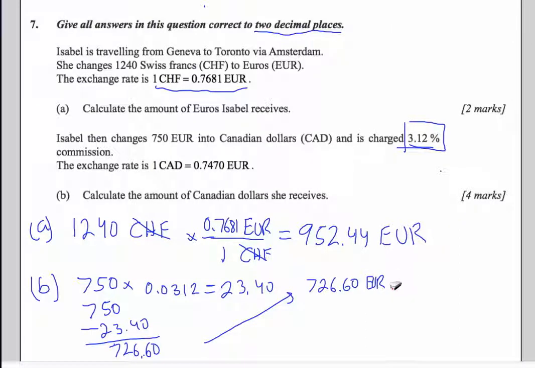And you're going to change that to Canadian dollars. So you're going to multiply by a conversion factor to get Canadian dollars. Here in your conversion factor, you need Canadian dollars in the numerator and euros in the denominator, so the euros units cancel. And we have one Canadian dollar equals 0.7470 euros. So you basically can do this number divided by this number to give us our answer.